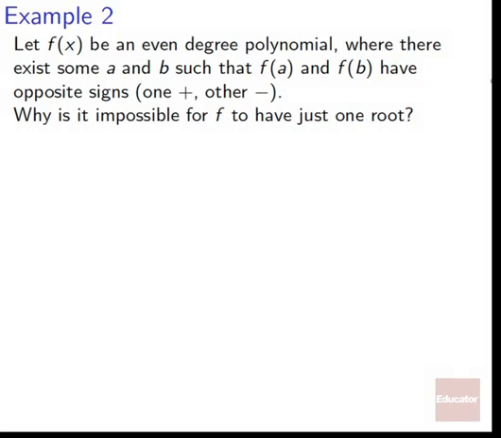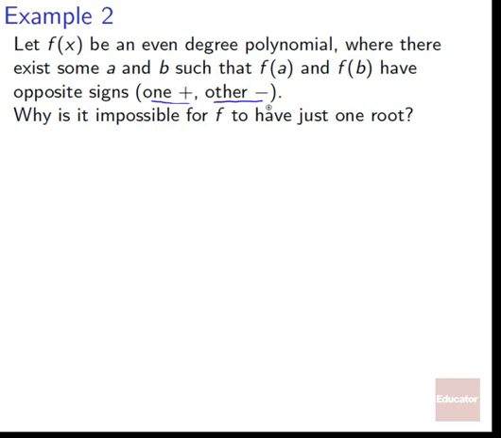So f of x is an even degree polynomial, and there exists some a and b such that f of a and f of b have opposite signs, one positive, other negative. Why is it impossible for f, our polynomial, to have just one root? Okay, so to do this, we need to figure out how we're going to do it. Well, we first think, oh, hey, one positive, other negative. That sounds a lot like the intermediate value theorem that they just introduced to us, so it's likely that we're going to wind up using that.